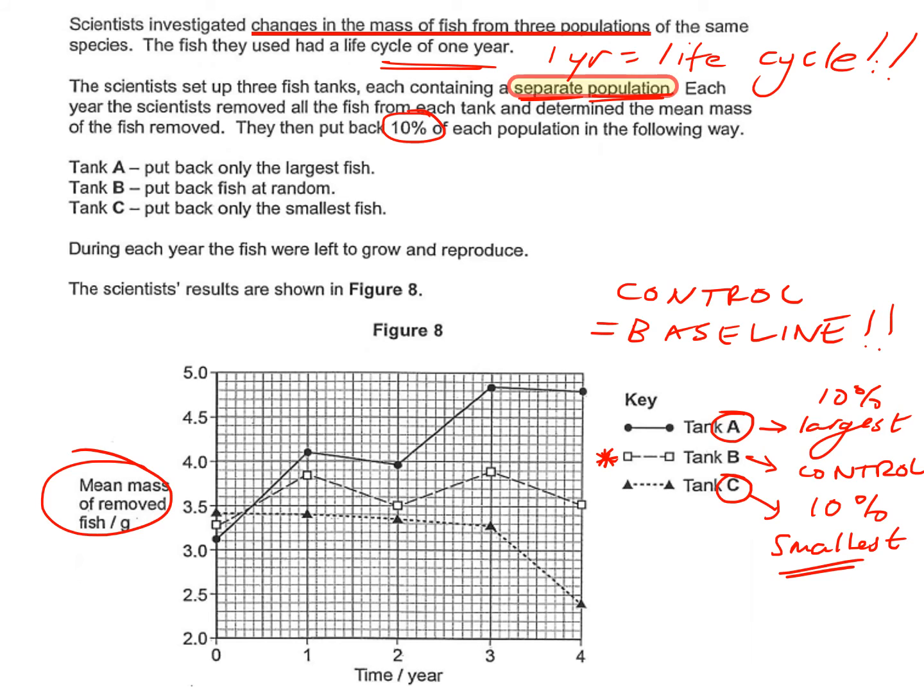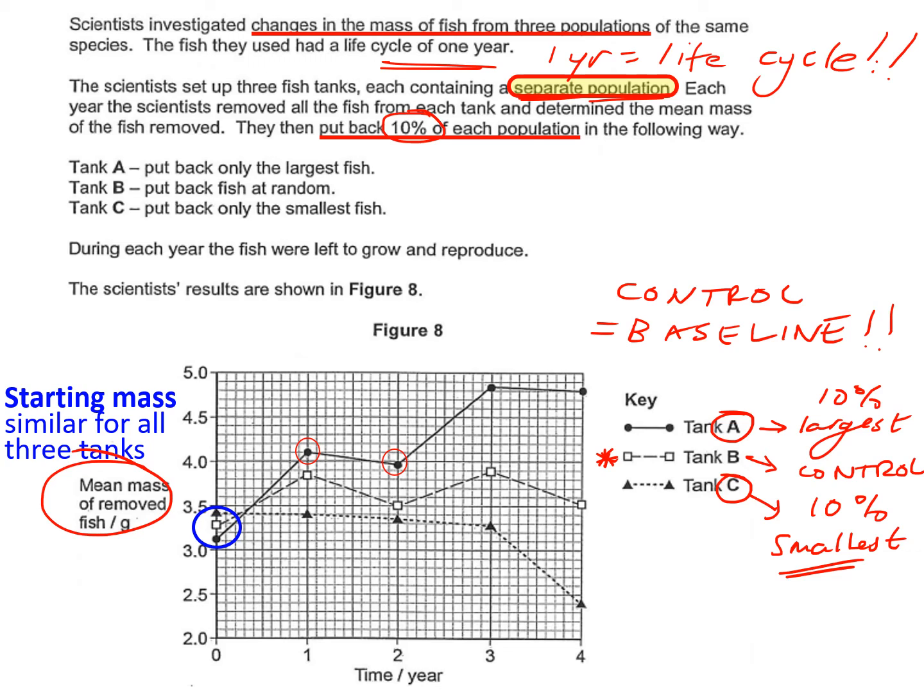So if we look at the data then, okay, 1 year life cycle. So they put the fish into the tank A, B and C at the start. And hopefully you can see that the starting mean mass is actually very similar for tank A, B and C. So at time point 0, the mean masses are between 3 and 3.5 grams. Now after 1 year, okay, we can use the key. So we've got tank A. So the mean mass is just over 4. So it's 4.1 grams. They put back the top 10% of the fish in terms of their size, the largest fish.